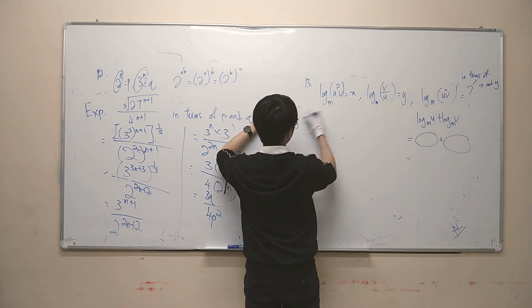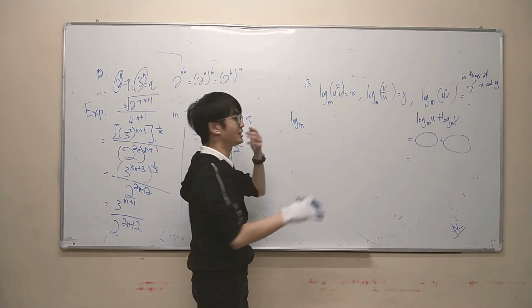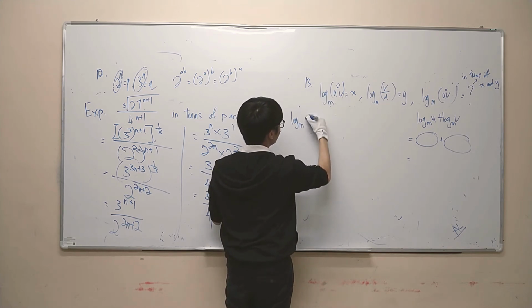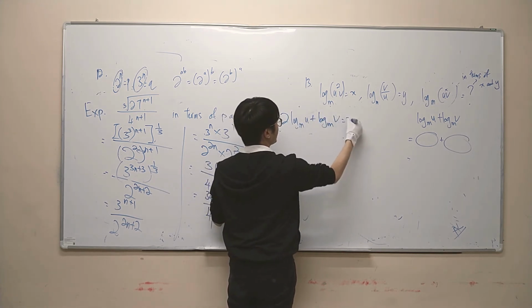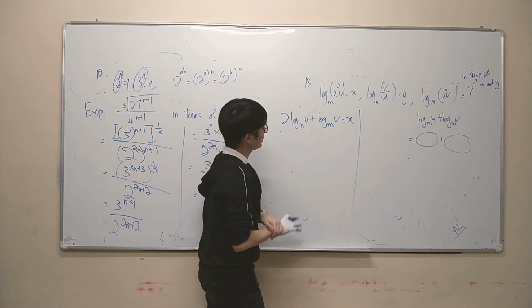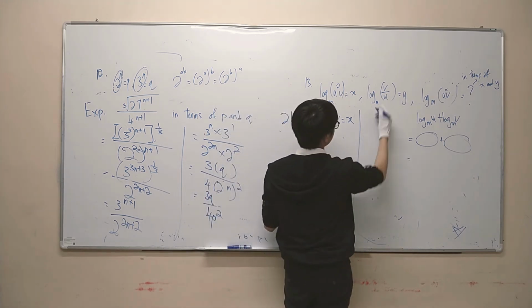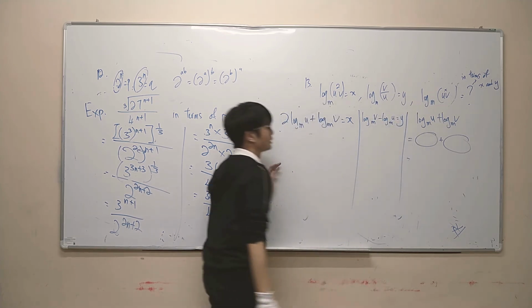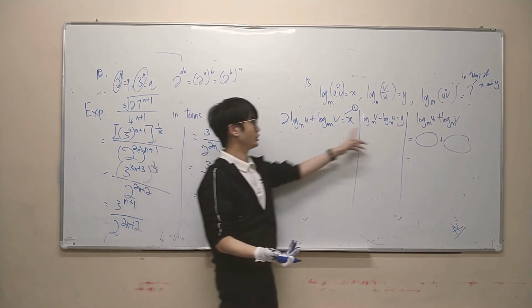Single log times becomes separate log plus. Okay, I said it wrong, I said divide. So single log times becomes separate log plus. So log u base n, the power can be put in front, plus log v base n equals x. Can we do more here? No, cannot. So here, single log divide becomes separate log minus. So log v base n minus log u base n equals y. So this is actually equation 1, and this is your equation 2.